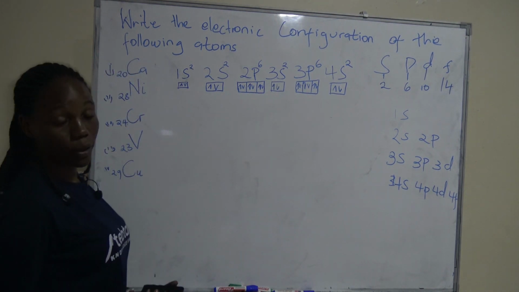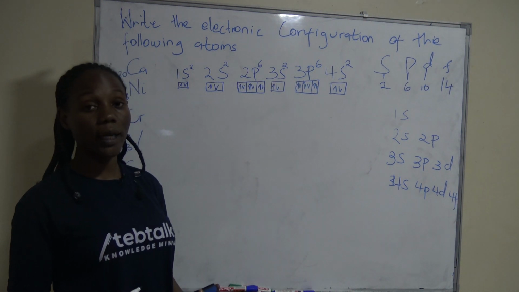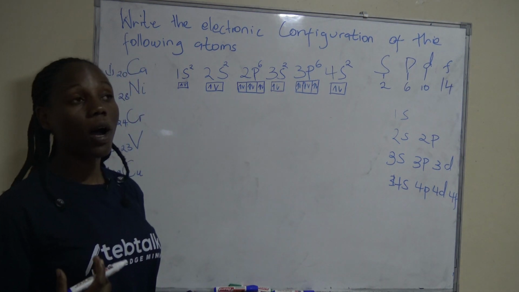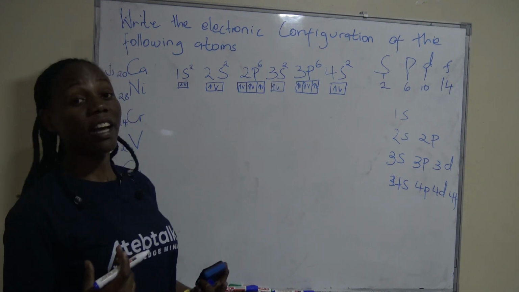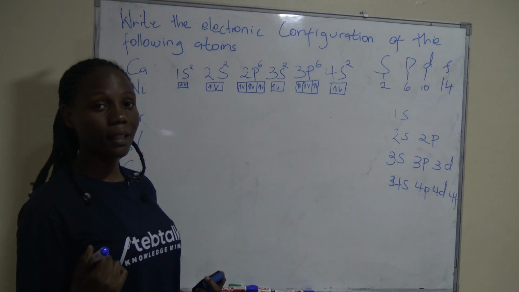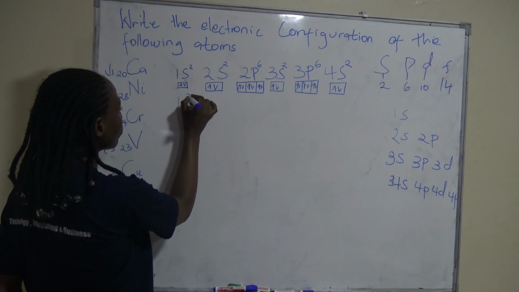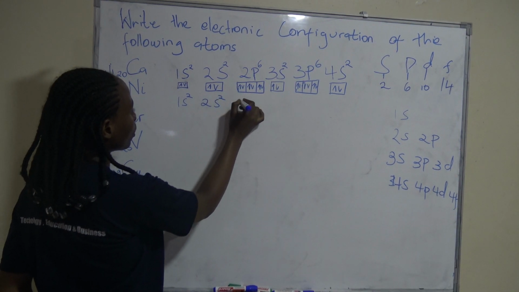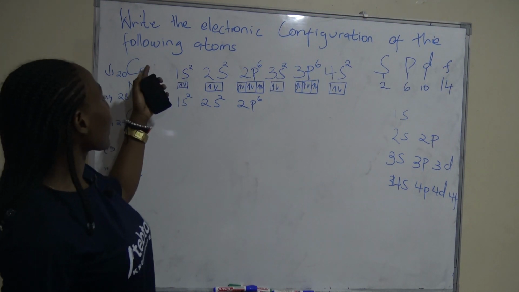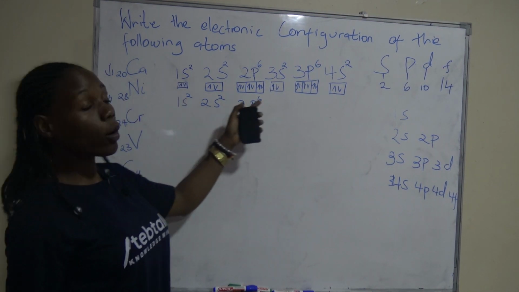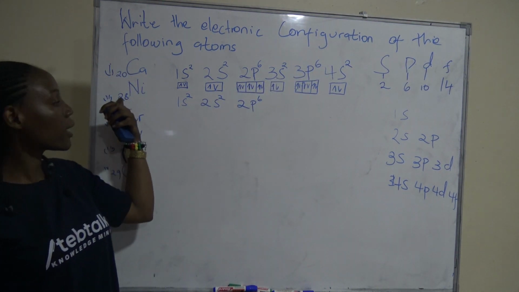Then we look at Roman number 2, that is nickel. Nickel has 28 electrons. So when we follow the same, we have 1s2, 2s2, 2p6. Because nickel has 28 and calcium has 20, we are going to first write this one because 20 is taken in by 28.